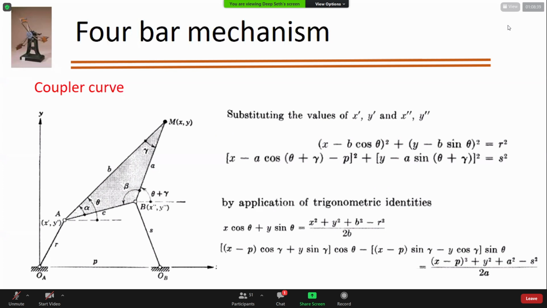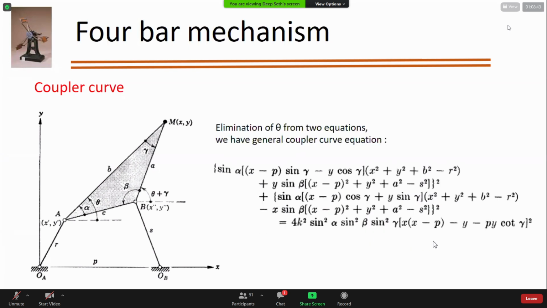So what we'll do now, we will try to eliminate theta from there. For elimination of theta from the two equations, we get the general coupler curve. So when we eliminate theta, we will get the general coupler curve. How will you eliminate theta? So theta is nothing but this.